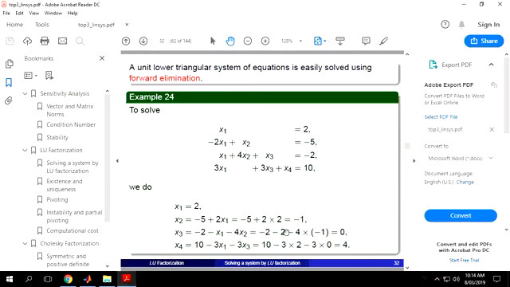And why is forward elimination good? Because you can implement this one easily, right? I mean, think in terms of programming. Suppose you try to solve a lower triangular system like this. You can make a for loop, and for each iteration, you can just solve it easily.